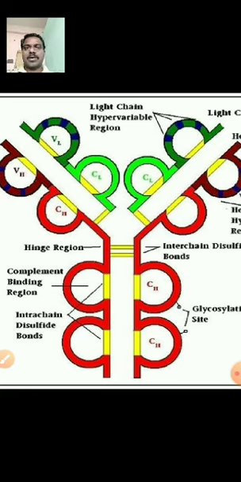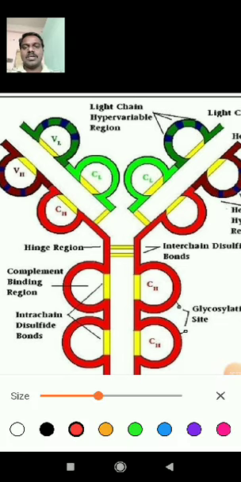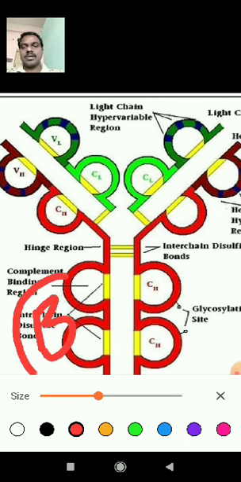In the structure of antibody, these antibodies are released from the B cells. The B cells produce and release the antibodies.